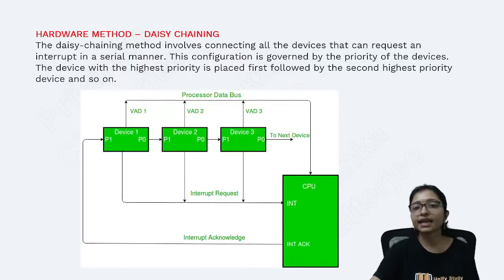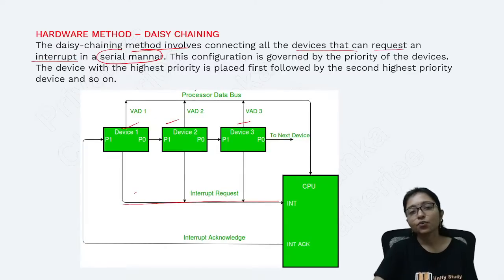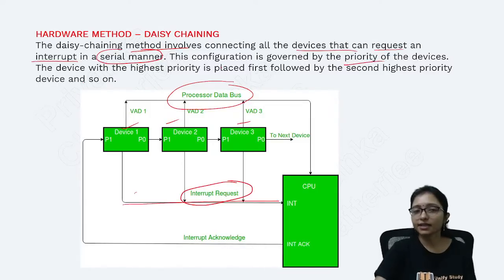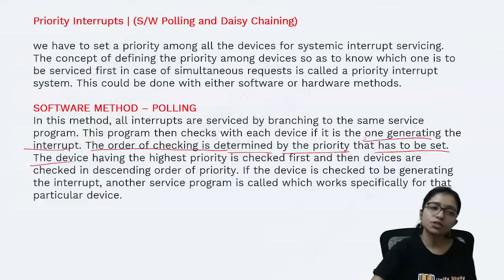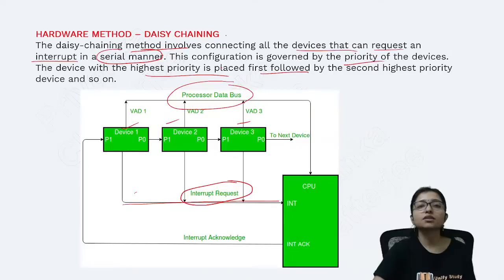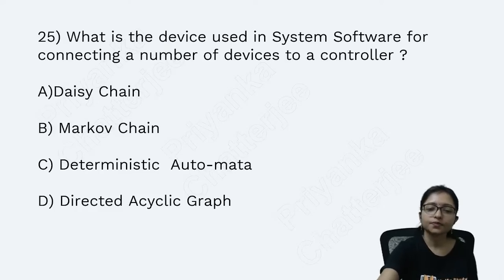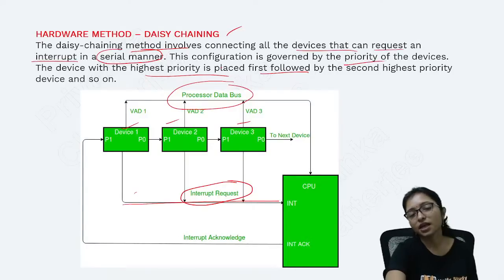And daisy chaining, again, is the method where devices can request at a time in a serial manner. Everyone is using a single channel, everyone is connected with the processor data bus and a single interrupt request channel. It is configured by the priority of the device. The highest priority goes first, but the difference is that this is handled by software and that is handled by the hardware configuration. That is the main difference.